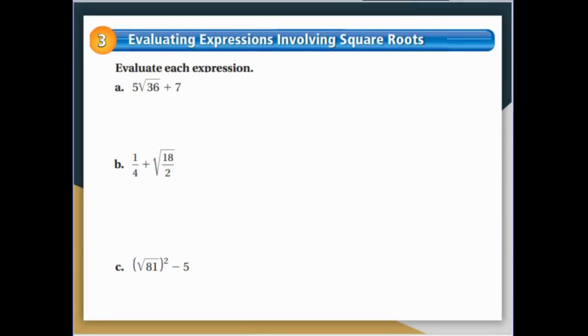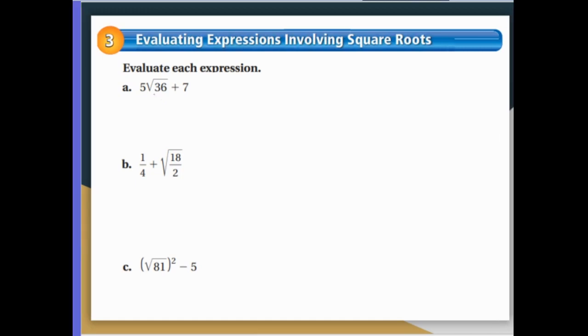So this lesson is going to be about evaluating expressions that have square roots in them. And evaluate means solve or simplify. So when we look at this, we see a 5 sitting right next to this square root of 36. What that really means is we are going to take 5 and multiply it by whatever the square root of 36 is. And then we're going to add 7 to it.